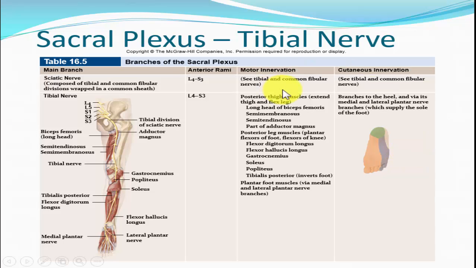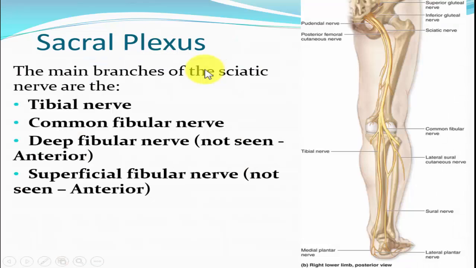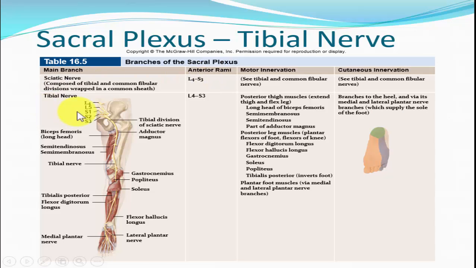So the tibial nerve is the first one. We see the sciatic nerve has so many breakdowns of it that we're not going to talk about that specific region. So the tibial nerve itself is going to innervate things like the biceps femoris, and semimembranosus, and semitendinosus, so your hamstrings, part of your adductor, flexor digitorum longus, flexor hallucis longus, your gastrocnemius, soleus, popliteus, and tibialis posterior, all things that work on the posterior side of your lower leg.